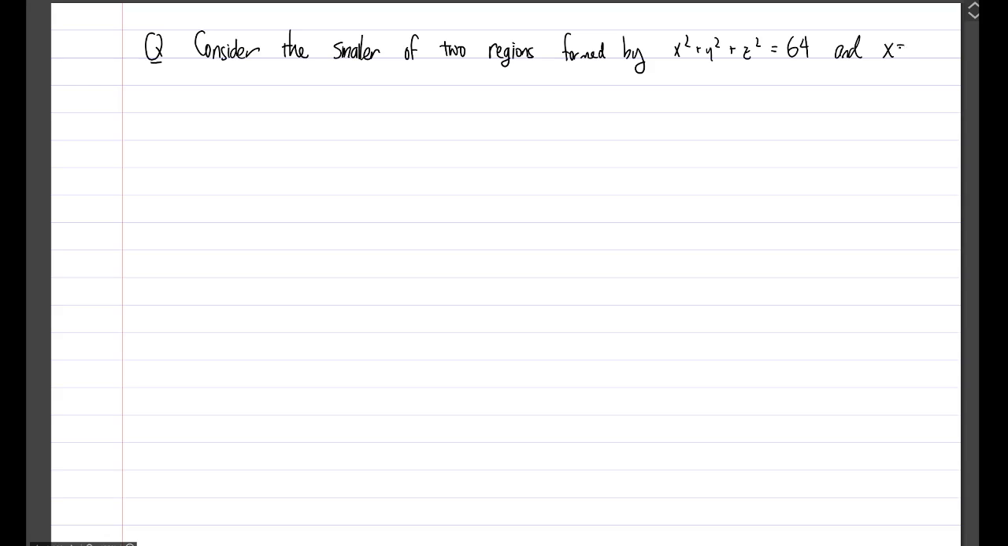Okay, let's consider the smaller of two regions formed by x squared plus y squared plus z squared equals 64, and the plane x is equal to 3. So all the points where x equals 3, now y and z can be whatever they want on that equation, x equals 3, so that forms a plane, and then find the volume.